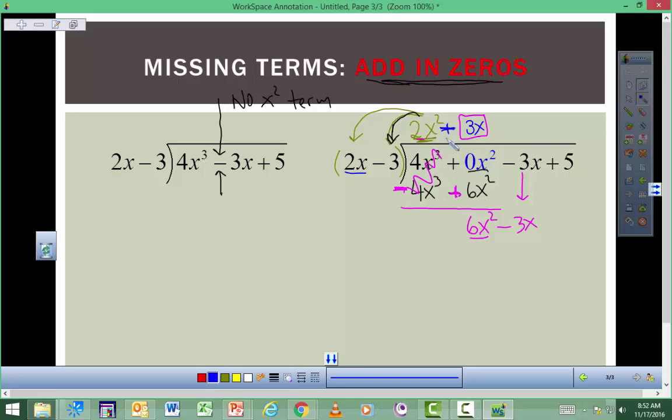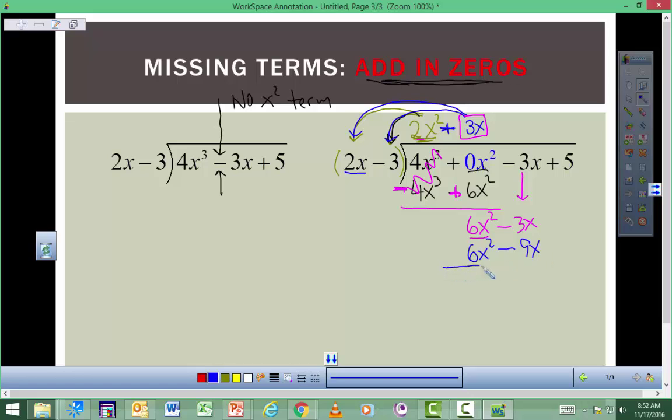Okay, so now you do the multiplication part. What you're going to do is take this and multiply it by both of these numbers inside of here. After a while you get used to this algorithm. You know you're going to get this one exactly, right? So that's going to be 6x squared. 3x times 2x is 6x squared. And then 3x times negative 3x is negative 9x, right?